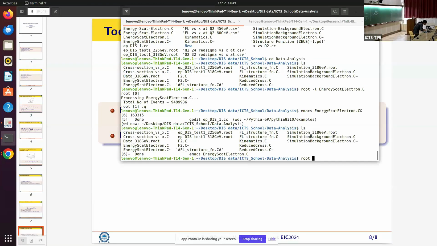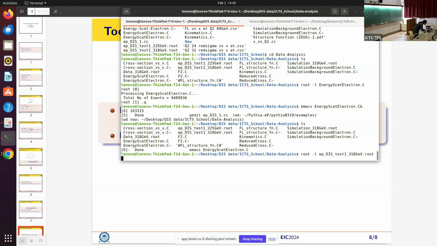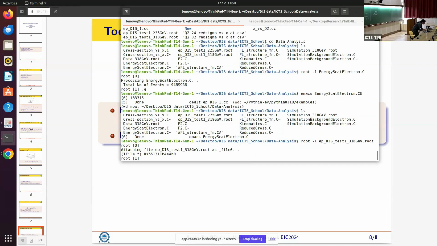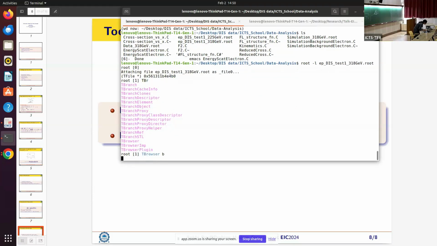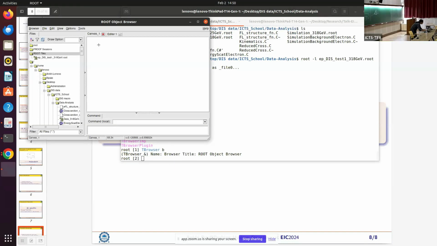Root minus L and then the file name. Okay. So let's see what is there inside that file. You can also open along with me. Okay. So this is the 318 GB file.